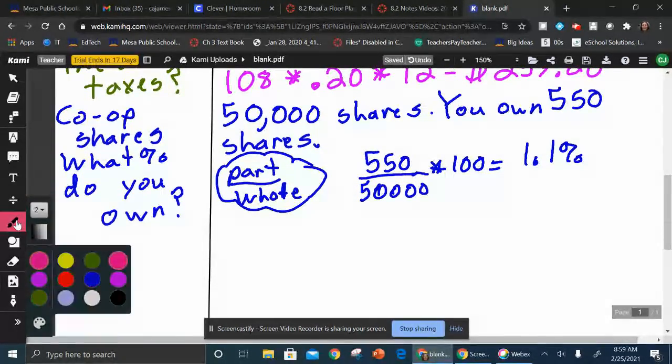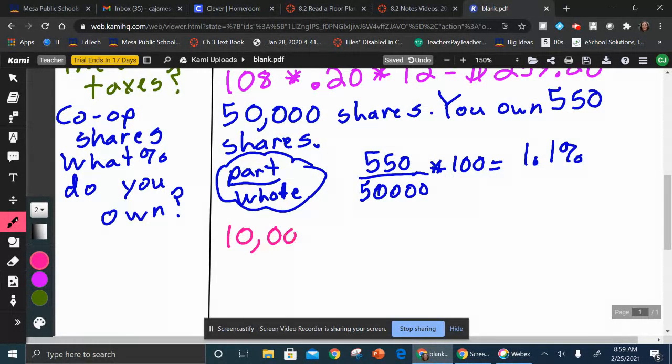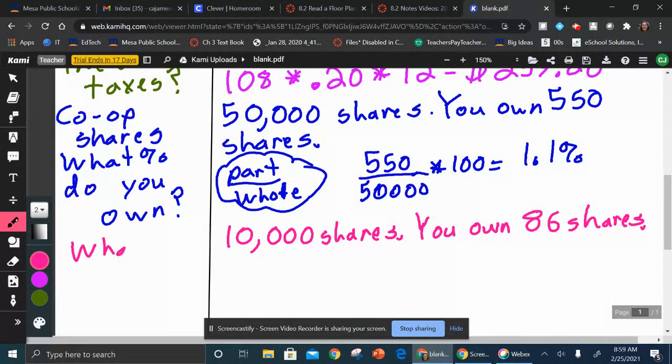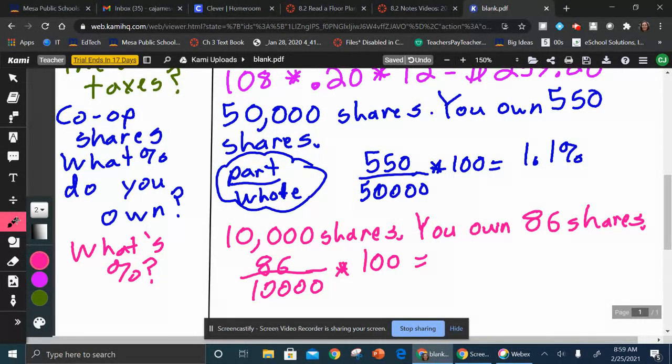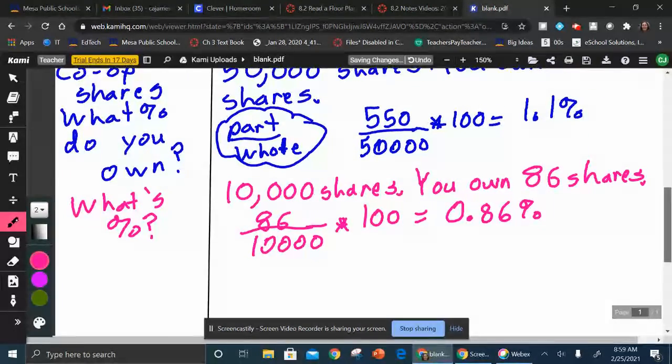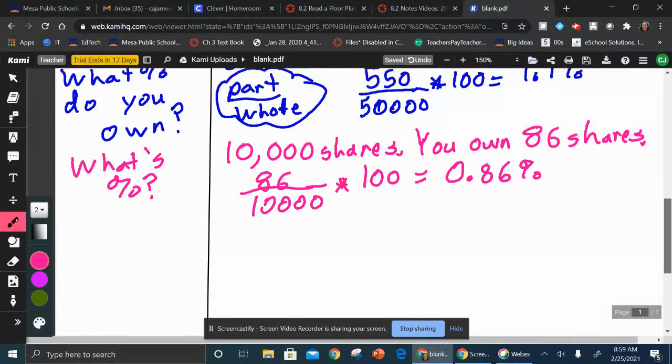Okay, let's do another example, everybody. Let's say that there was 10,000 shares altogether. And you own 86 shares. Okay. What percent do you own? We want to know what's the percentage that you own. Okay, so part over whole, so 86 over 10,000 times 100, and we get 0.86 hundredths percent.